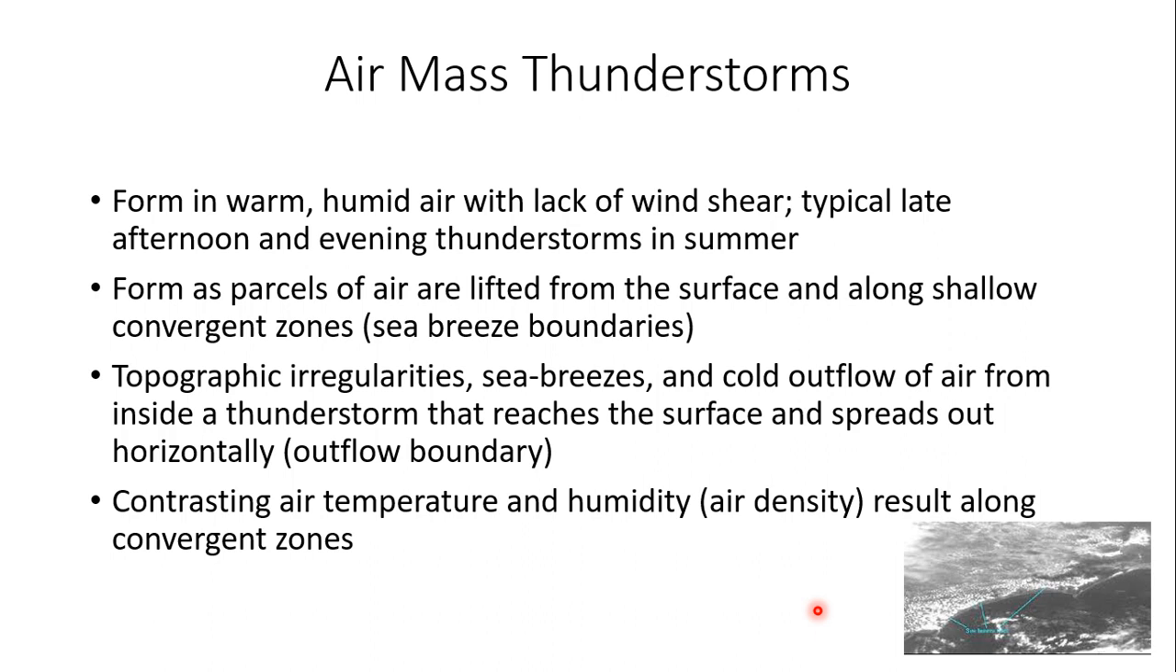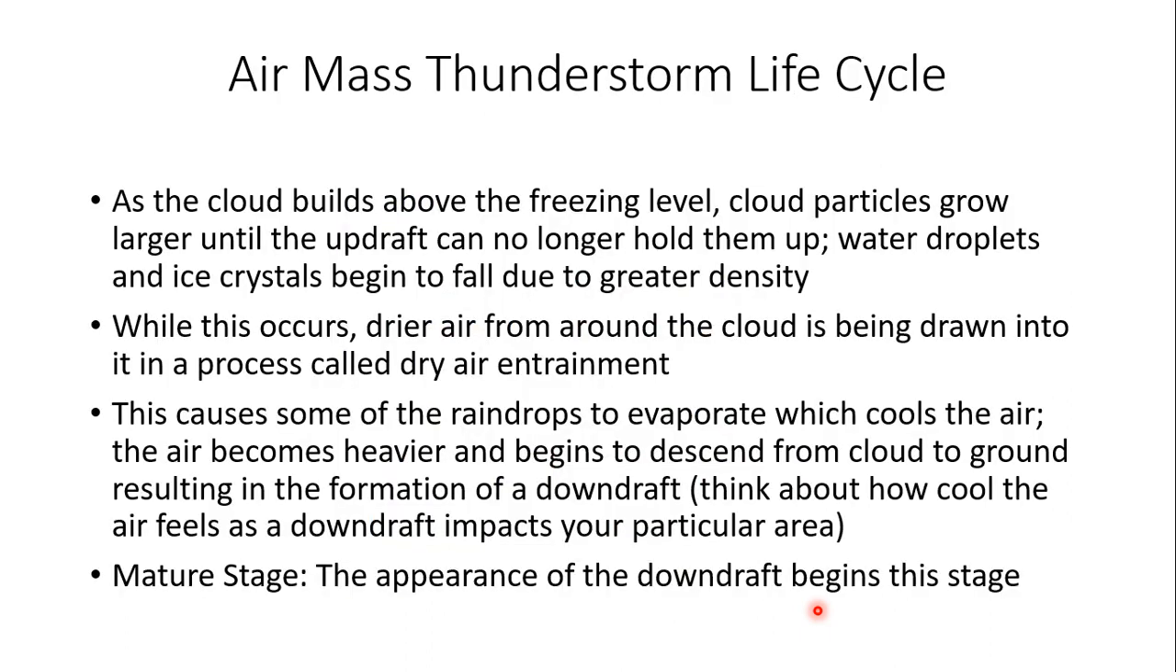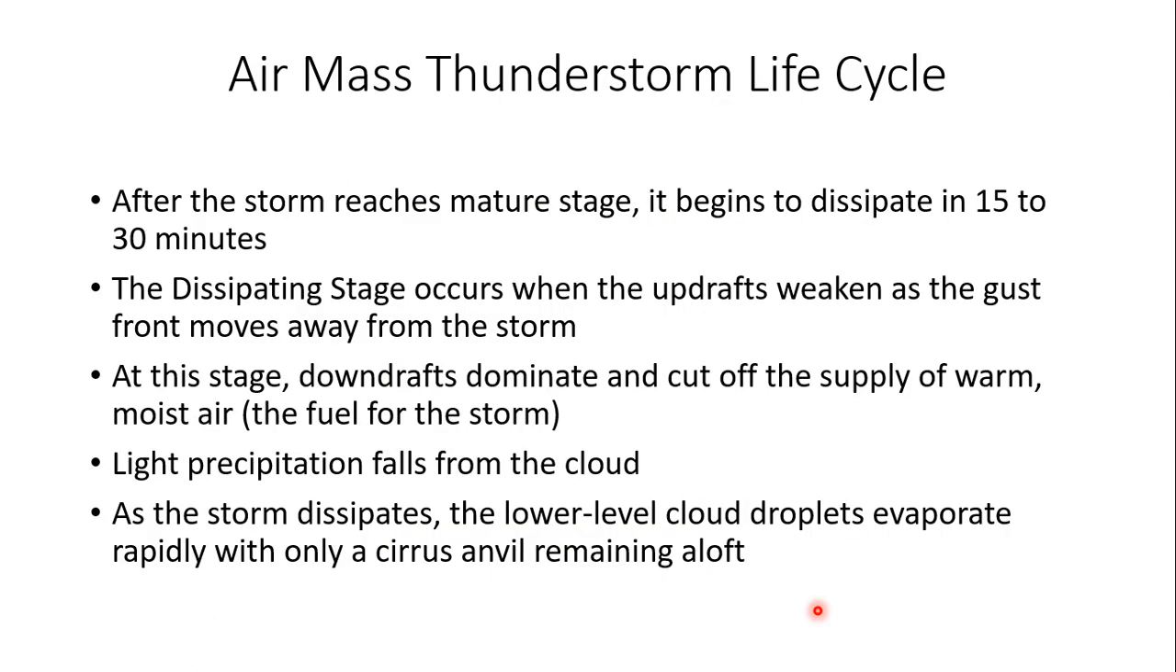We talked about outflow boundaries, when you get cold downdraft air coming out of the base of a thunderstorm. Once it reaches the surface, it spreads out horizontally in all directions. Then I went over the air mass thunderstorm life cycle from cumulus to mature to dissipating phases, or stages. And generally, these air mass thunderstorms last less than an hour overall.